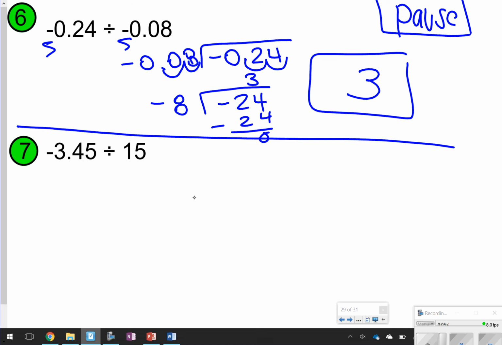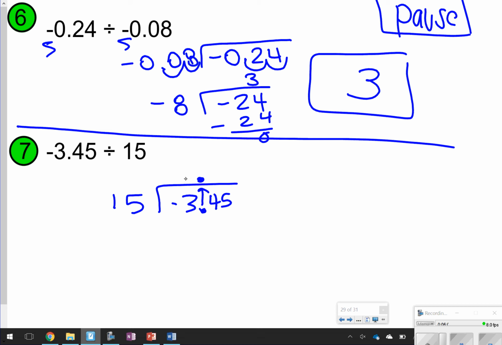For number 7, negative 3.45 goes on the inside of the house and 15 stays on the outside. I don't have any decimals on the outside, and that's great, but I do have a decimal here. And whenever you just have decimals on the inside and you don't need to move them on the outside, you just bring it up to the top and divide like normal.